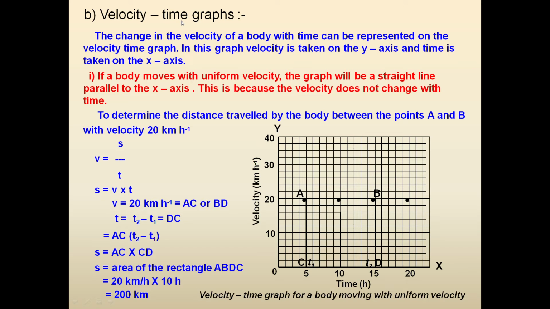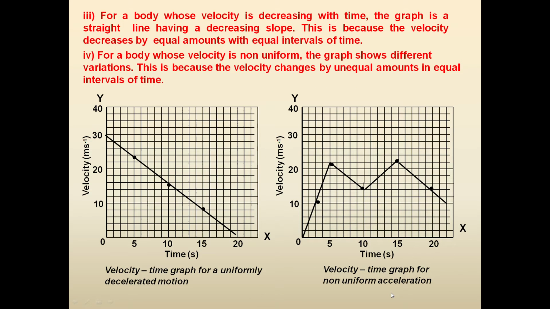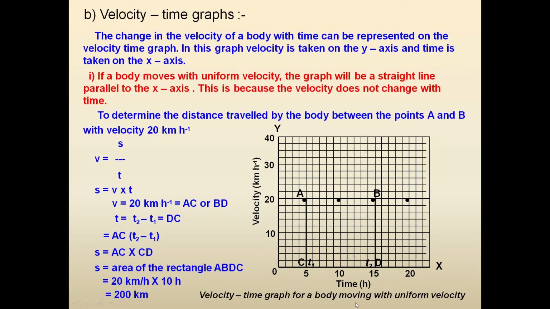Next we have the velocity time graph. We have three types of velocity time graphs in our syllabus. First, the velocity time graph for a body moving with uniform velocity. Second, the velocity time graph for a body moving with uniform acceleration. And third, the graph for uniformly decelerated motion and the graph for non-uniform acceleration. So we have almost 3-4 types of graphs here. Let us start with the velocity time graph for a body moving with uniform velocity.